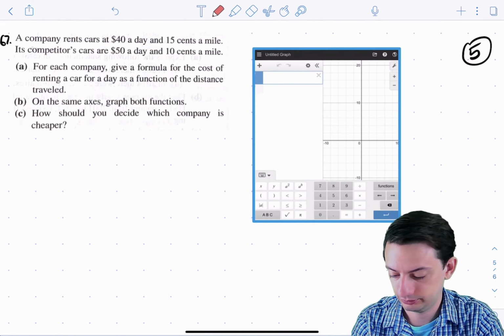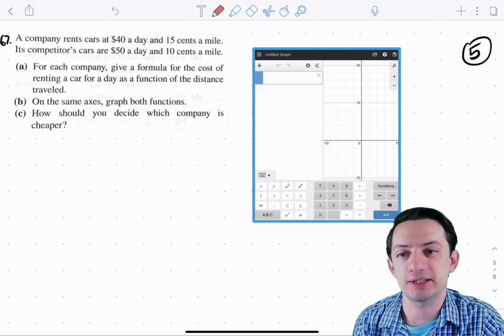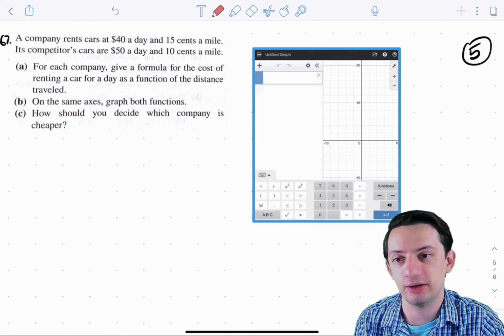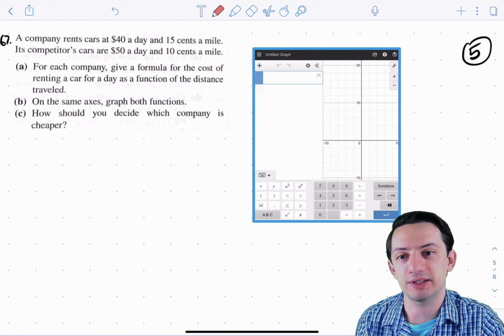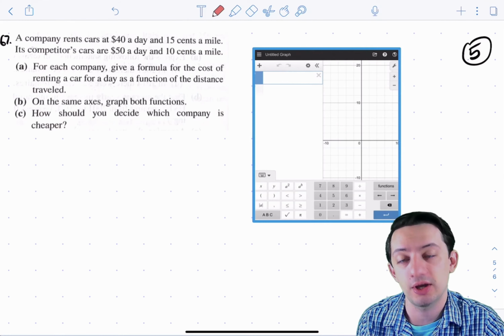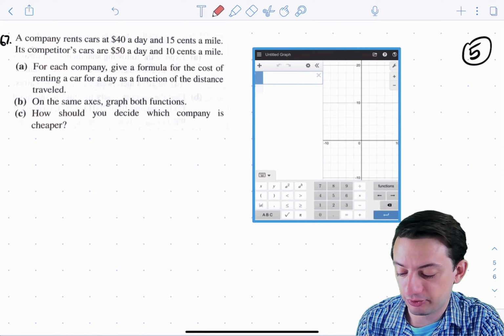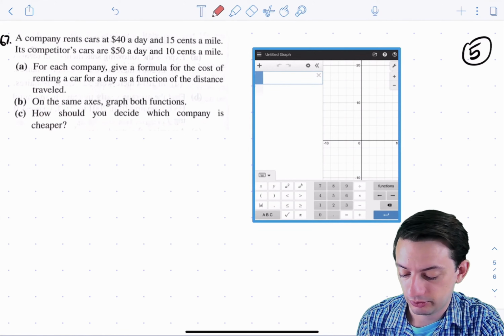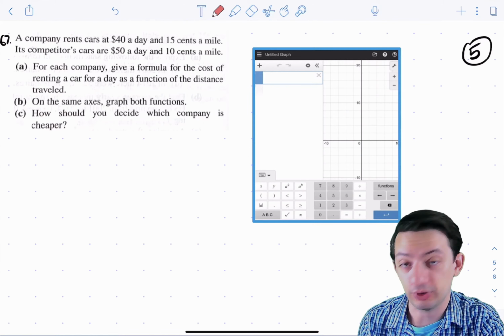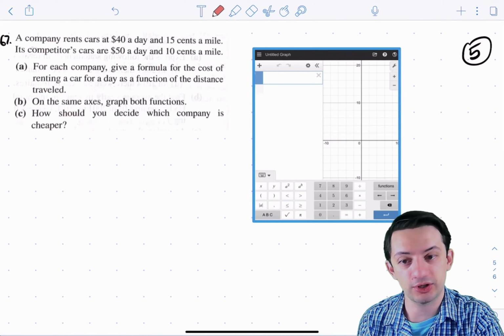A company rents cars at $40 a day and 15 cents a mile. So you have an initial charge of $40 a day and then an extra 15 cents per mile. And a second company rents them at $50 a day and 10 cents per mile. So a higher initial cost, but then a lower cost per mile. Part A says to give a formula for the cost of renting a car as a function of distance traveled for each company. So let's start there.